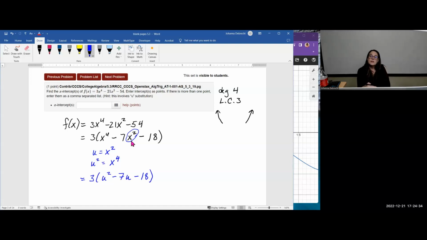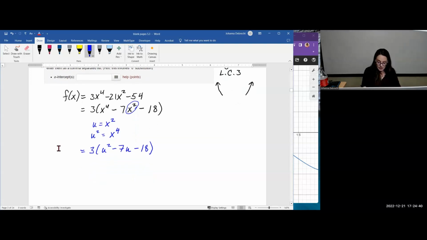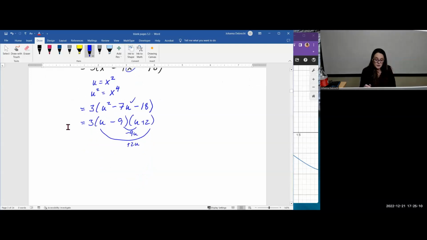And now I've turned it into something that is quadratic, and I know I can factor this one, or I could use the quadratic formula. And I'm looking for factors of 18 that have a difference, because the last sign is negative, a difference of 7. So it's going to be a -9 and a +2. So I've got 3 times u minus 9, u plus 2, always check. -9u plus 2u gives me -7u in the middle. And then I can set each one equal to 0, and I can back substitute.